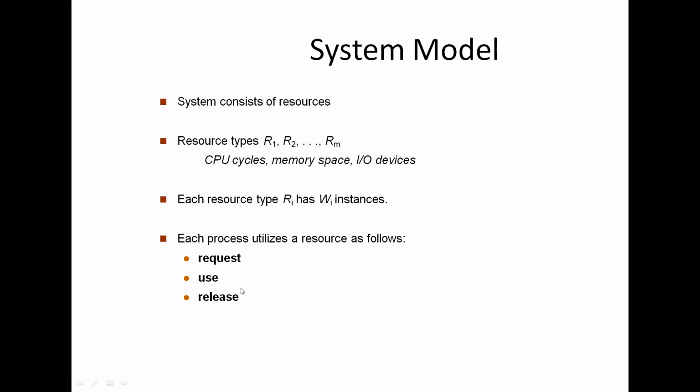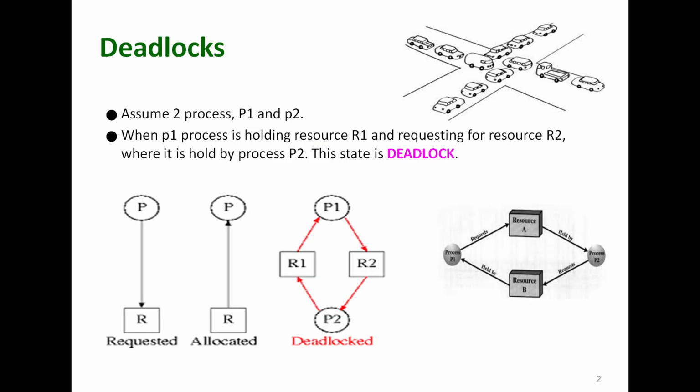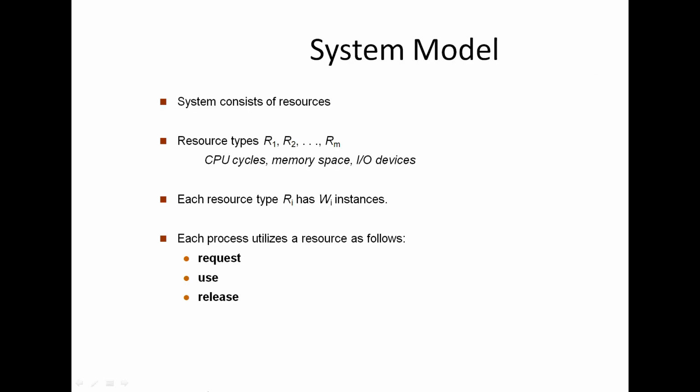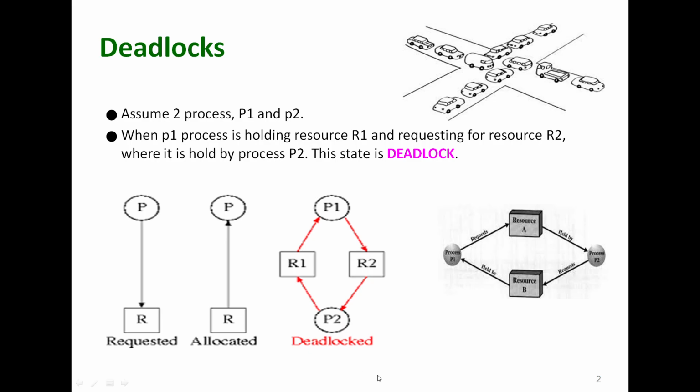As we saw in the previous slide, here the process P is requesting the resource R. This is called the request state. Similarly, after using the particular resource, it may release the resource. For example, here R is allocated to P, and once P has completed its work, it releases the resource R. That is called releasing the resource.